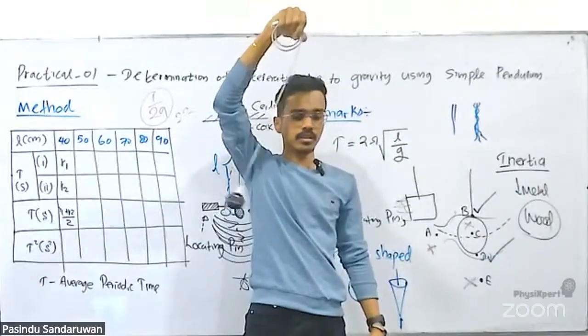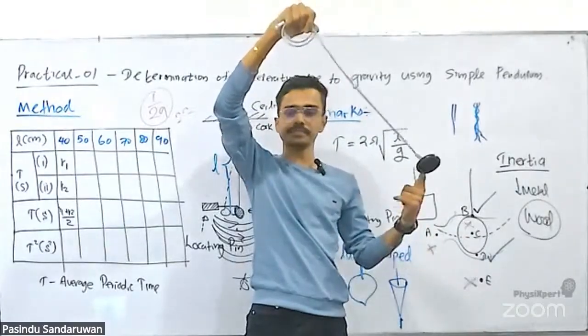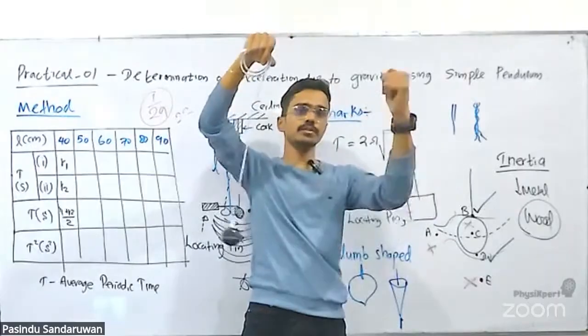3 2 1 0. This is where you start the stopwatch.